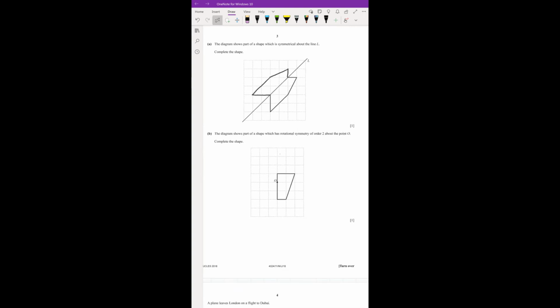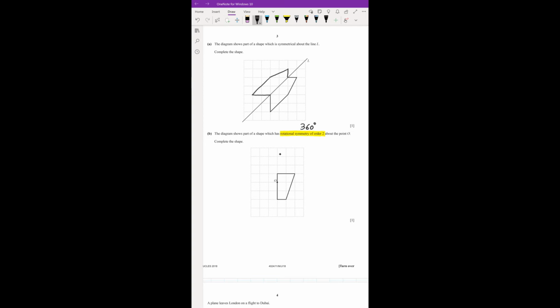Okay, the next part says the diagram shows part of a shape which has a rotational symmetry of order 2. What is the rotational symmetry of order 2? It means that if this figure is rotated clockwise or anti-clockwise through a complete rotation, which is going to be 360 degrees, the shape will take its original shape during this rotation two times. If the shape takes its original shape two times during one complete rotation or 360-degree turn, then the rotational symmetry of the figure is 2.